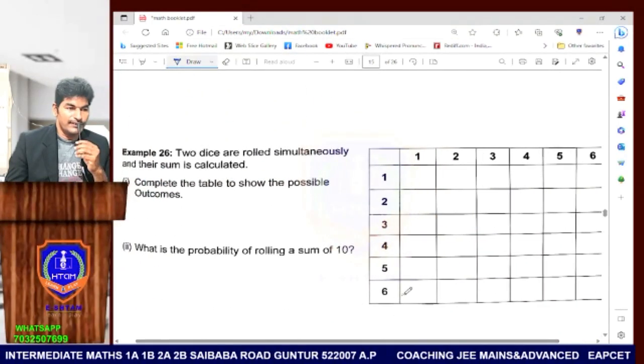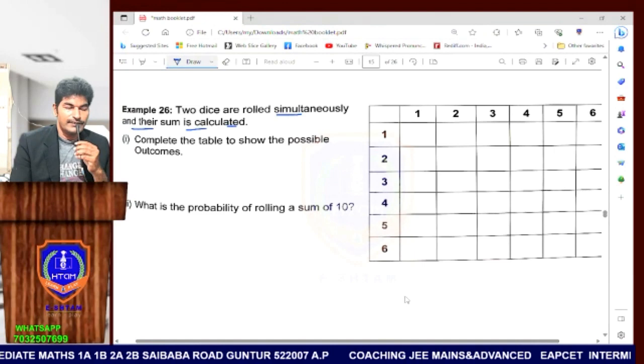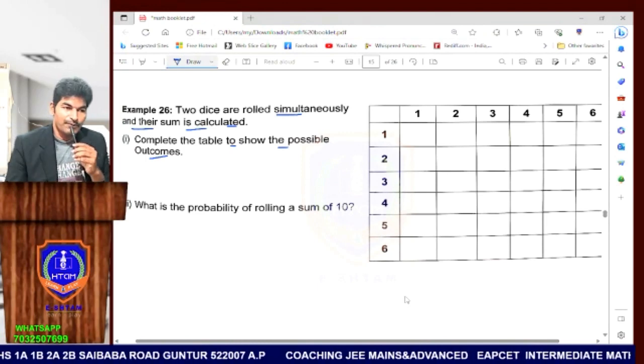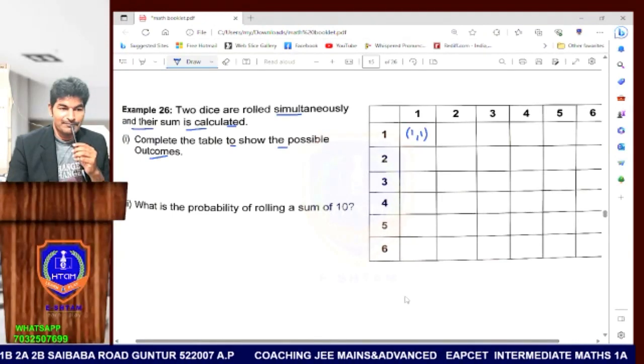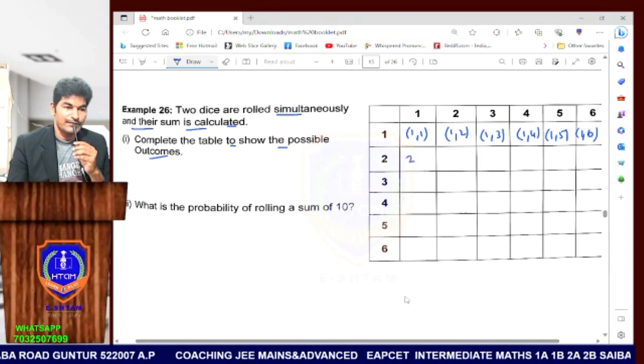Example 26. Two dice are rolled simultaneously and their sum is calculated. Complete the table to show the possible outcomes. What are the possible outcomes? Tell me. (1,1), (1,2), (1,3), (1,4), (1,5), (1,6), (2,1).